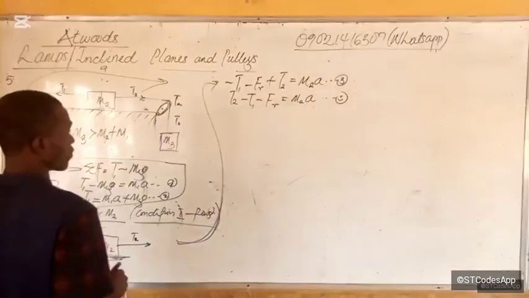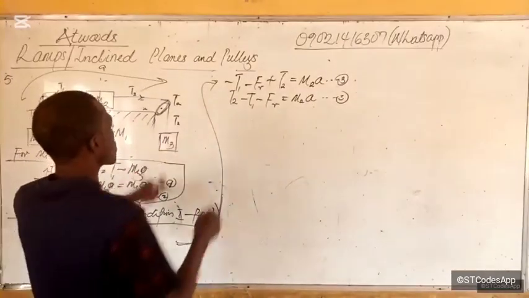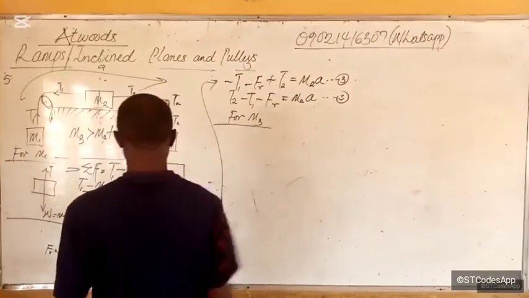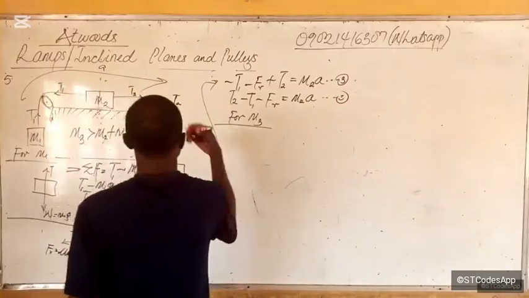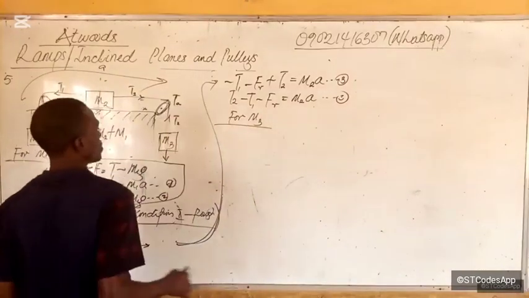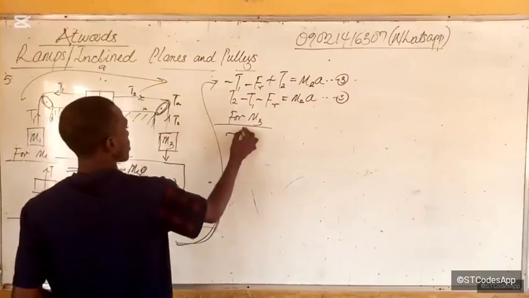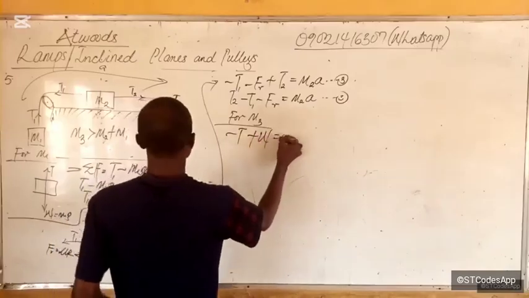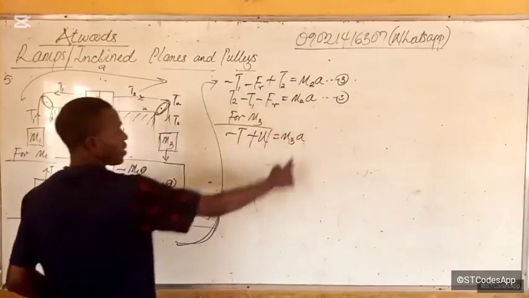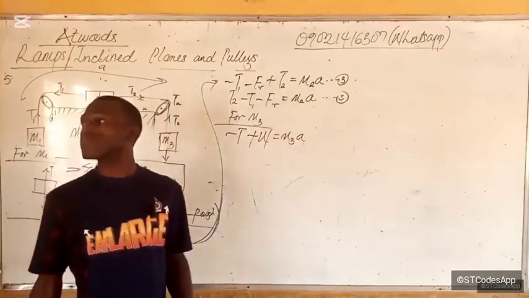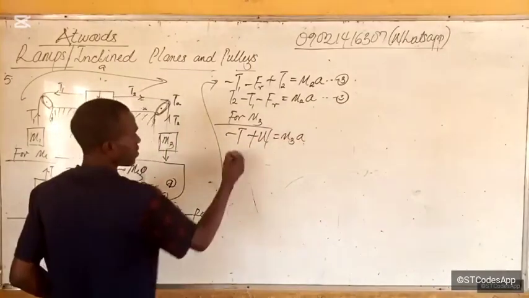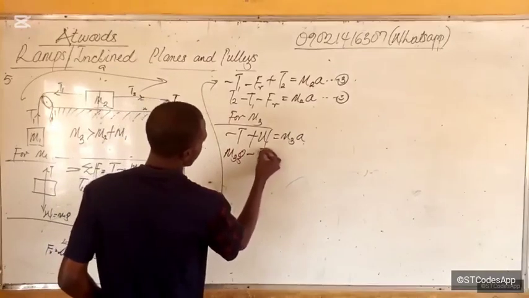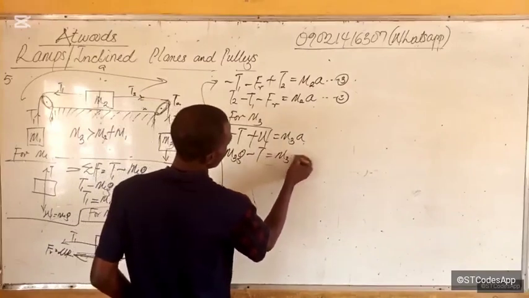So what do we do from here? How about for M3 ahead? Let's consider M3. For M3, what will be the case? You know that the free body of that one is very simple. This guy is going up, weight is acting upward. Upward is negative to the direction of motion. Downward, which is weight, is positive to the direction of motion, M3A, because they are all moving together. Understand? So we have weight, which is now M3G minus T equal to M3A.